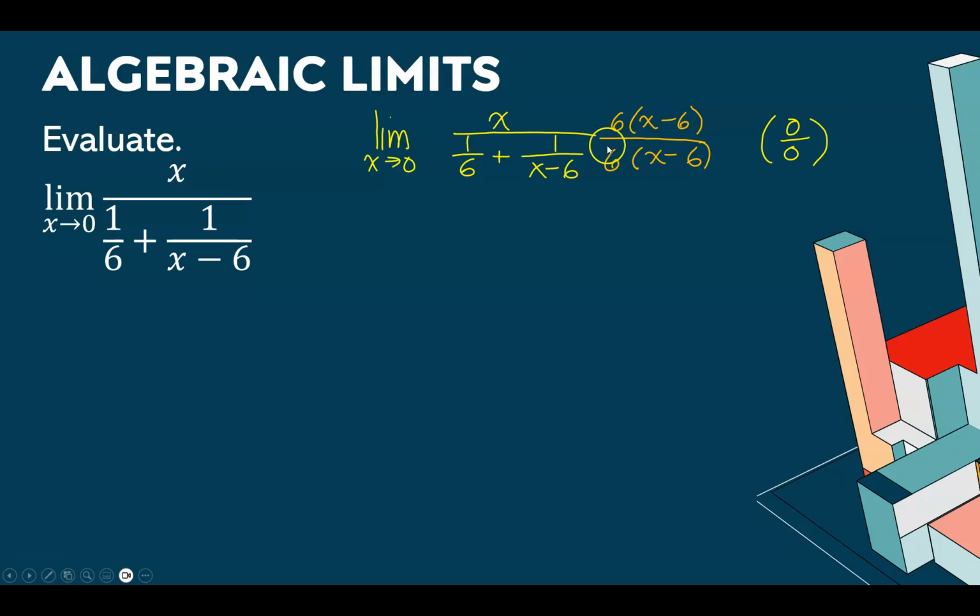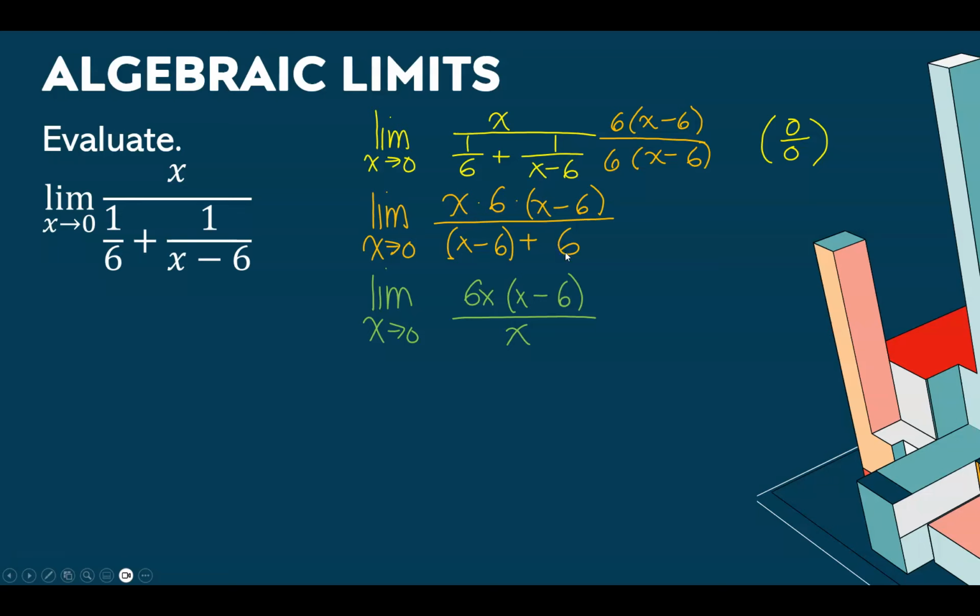So 1 over 6 times all this junk becomes x minus 6. 1 over x minus 6 times all this junk, well, the x minus 6's divide, and I just get a 6. So I get x minus 6 plus 6. And in the numerator, we have multiplication, so we're not going to distribute that out. And you can see if you substituted 0 now, we actually still get 0 over 0. So we will simplify the denominator. Negative 6 plus 6 is 0.